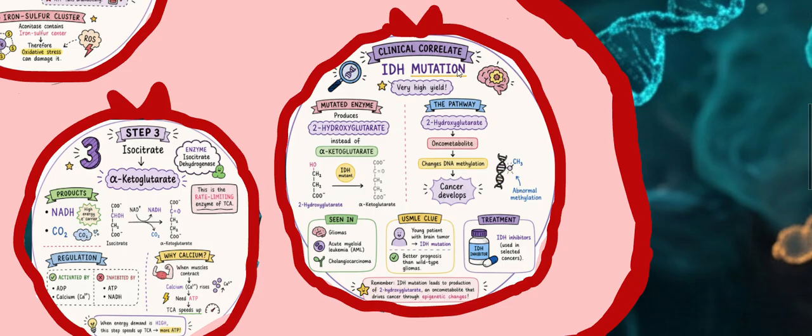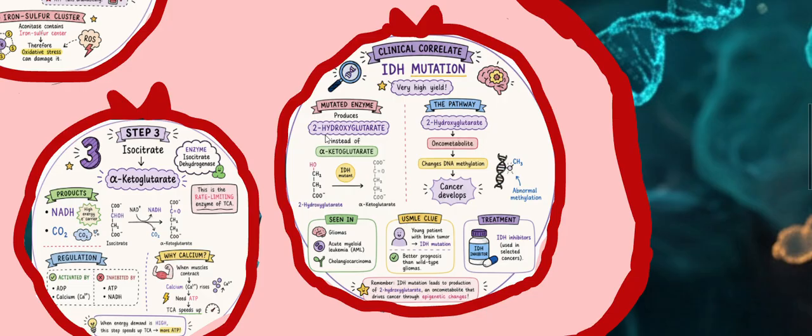And what happens is that unfortunately, when this IDH mutation, this isocitrate dehydrogenase mutation, is present, instead of making alpha ketoglutarate, instead of making this next step enzyme, they produce 2-hydroxyglutarate, right? Instead of alpha ketoglutarate, what are you producing? You're producing this 2-hydroxyglutarate. And this is an oncometabolite, right?